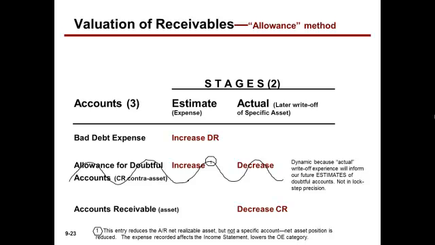In the end, though, we're debiting expense and crediting our asset. There's a dynamic here because the actual write-off experiences will inform our future estimates of doubtful accounts. So the increase to the allowance account and the decrease, these are not in lockstep precision, but they are related over the long term.